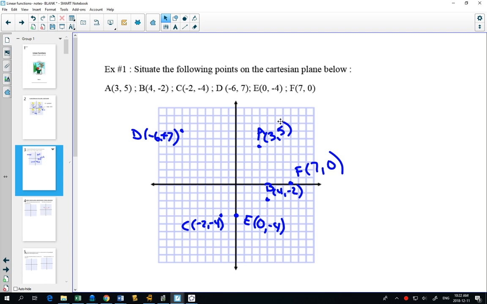-6, +7. Is this a function? Maybe. Love that answer. Almost, kind of, yeah. Yes, it is a function, because we have no repeated x values. If you do the vertical line test, we don't hit any points twice.